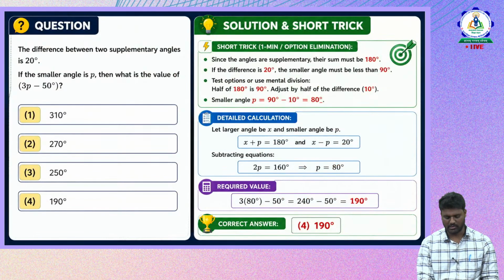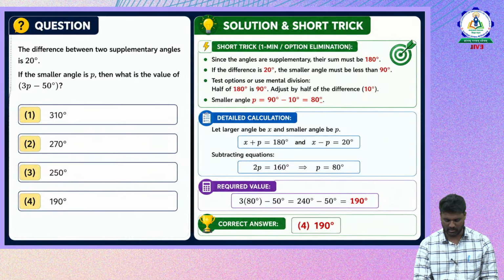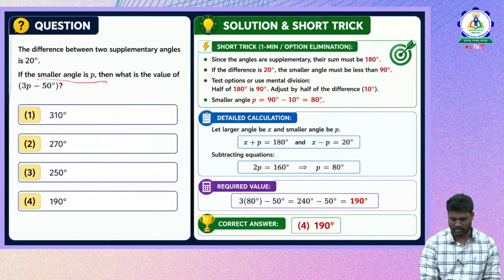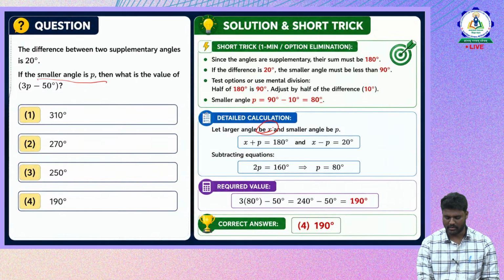So now let us see what the question is asking. The difference between the two supplementary angles is 20 degrees. If the smaller angle is P, then what is the value of 3P minus 50 degrees? What is the larger angle? We don't know that, so let the larger angle be X and the smaller angle be P, which is already given in the question. Now, the sum of the two supplementary angles is 180 degrees.